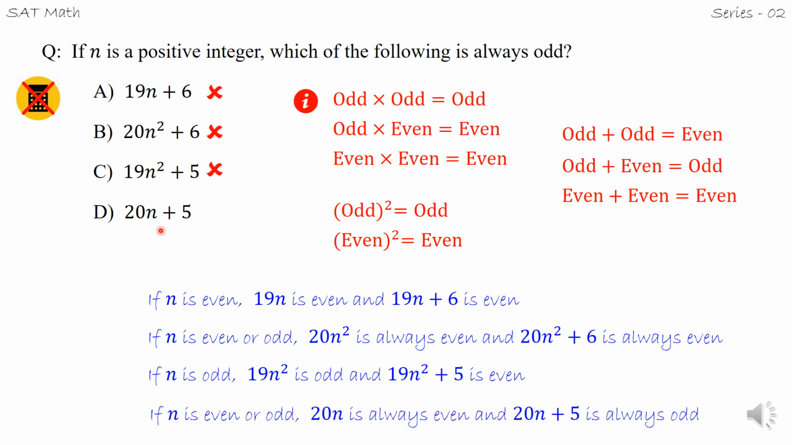Let us check the last one. If n is either even or odd, 20n is always even because this is 20 times n, and 20n plus 5 is always odd. So this is the correct option. Option D is the correct answer.